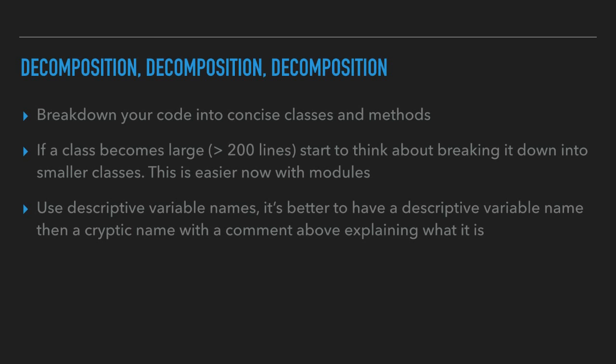Basically, you just break it down into as concise a class or method as you can. The longer a method gets, the harder it is to understand at a glance what that method is actually responsible for and what it does. There are some exceptions, but generally speaking, if a class starts to grow more than a couple hundred lines, you should probably think about breaking it down into subclasses underneath it. Not necessarily a subclass, but import other classes that handle that responsibility.